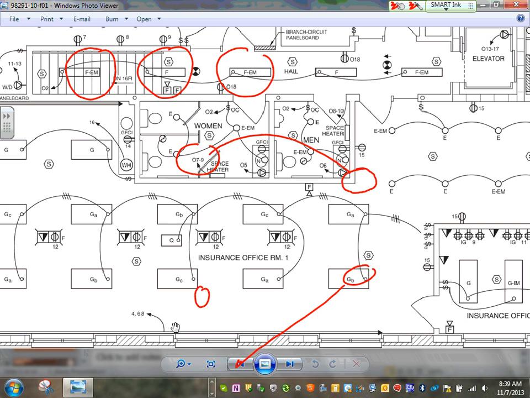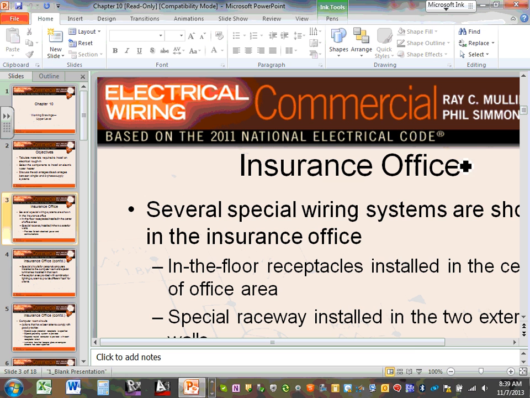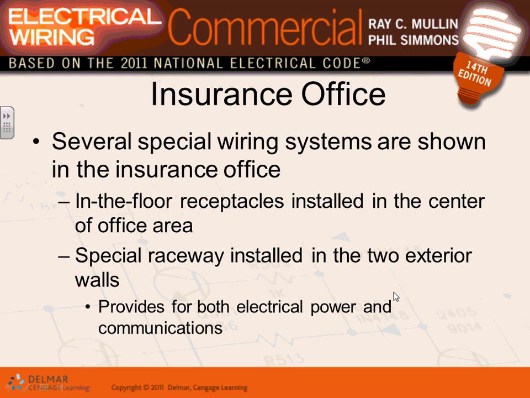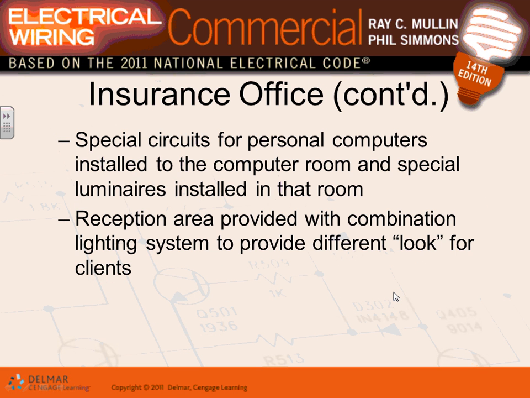Matt, this is exactly what you're looking at on the wall right there. Can you see that receptacle? That's what they have there. Multiple receptacle, a raceway, multi-outlet assembly. So that's what they have here to provide power and data, with special circuits for personal computers.